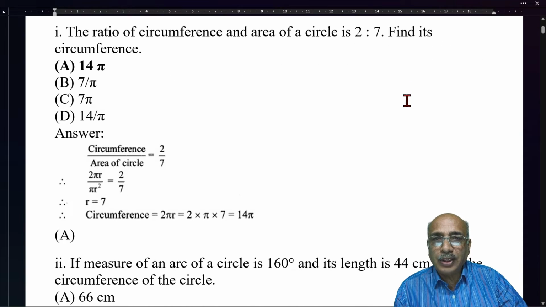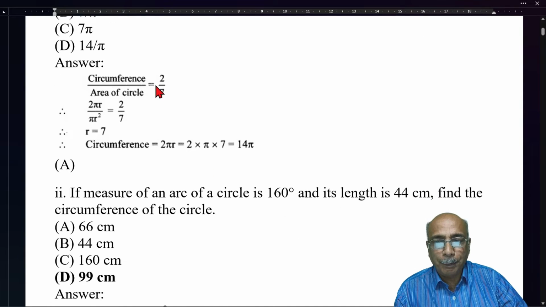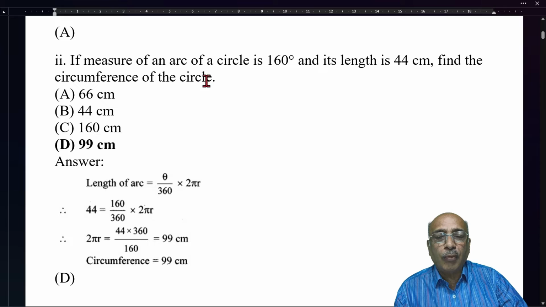The ratio of the circumference and area of a circle is 2:7. Find its circumference. Circumference upon area of circle is 2:7. So 2 pi r upon pi r square equals 2 by 7. r equals 7. So circumference equals 2 pi r equals 2 pi into 7 equals 14 pi. Option A.